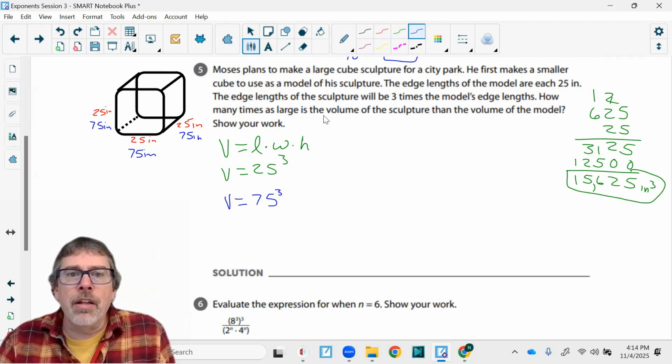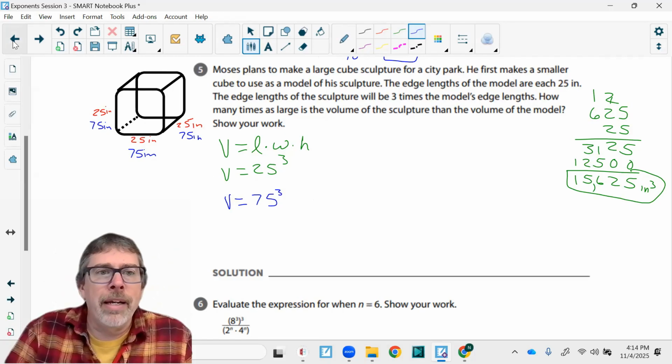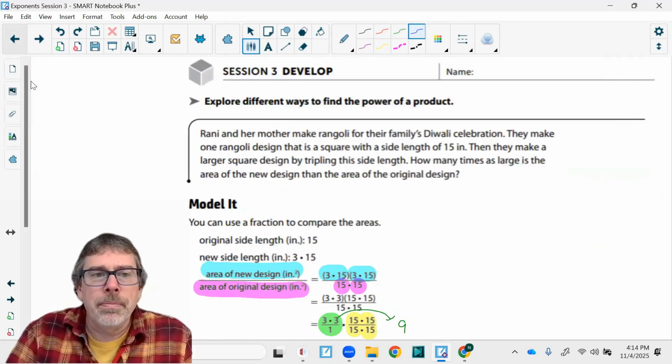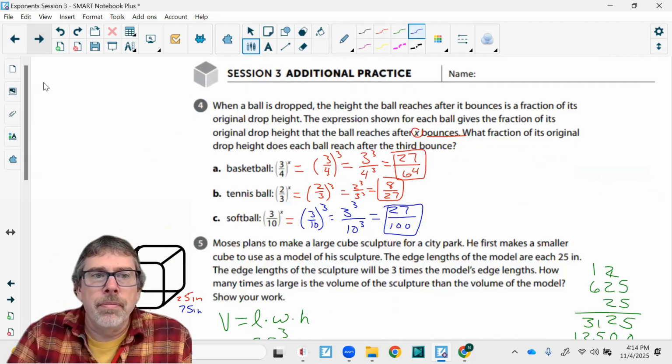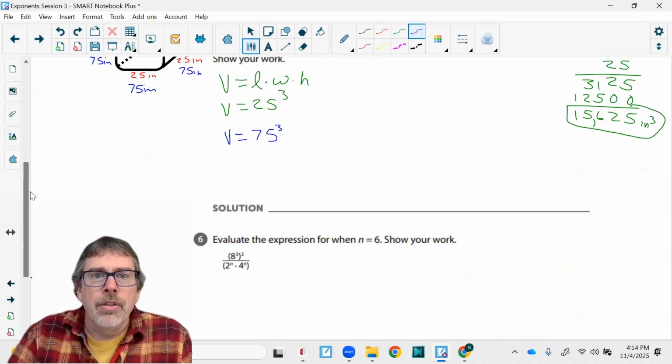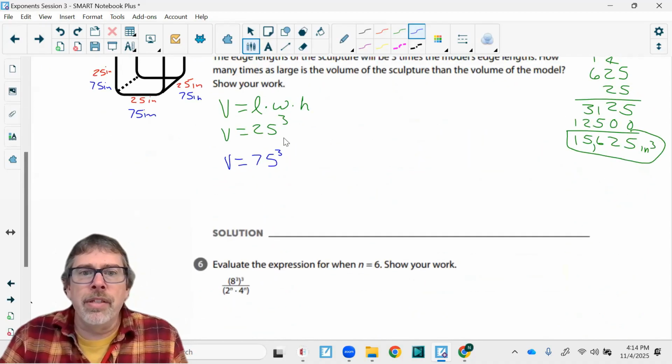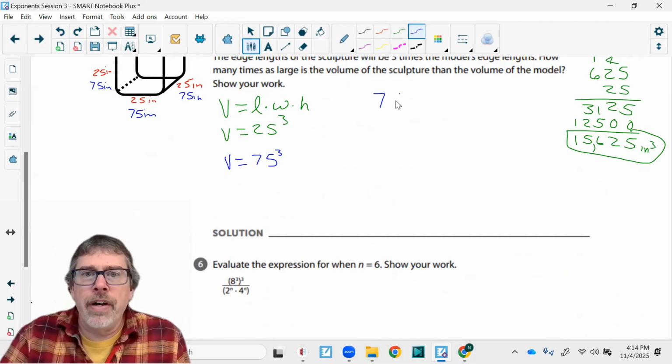How many times larger? So all we need to do, let me go back in time, and it's right here. Volume of the new design divided by the volume of the original. Okay, so the volume of the new design, 75 cubed, divided by the volume of the original, which is 25 cubed.